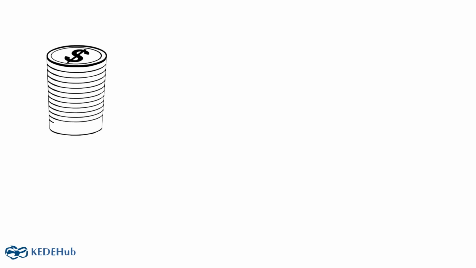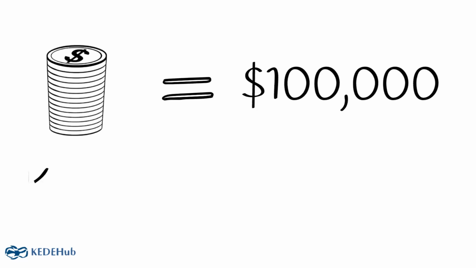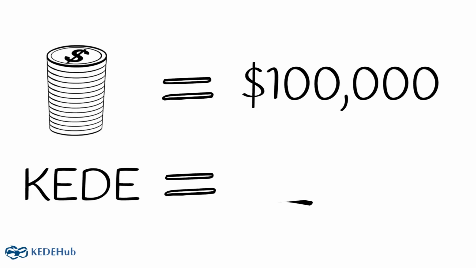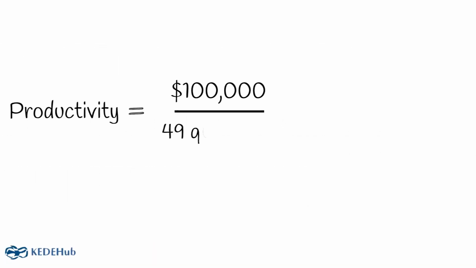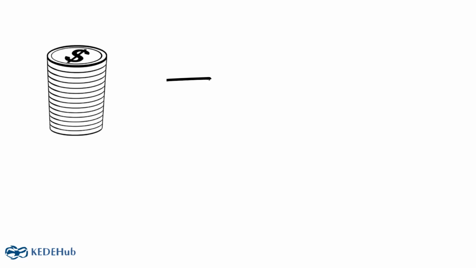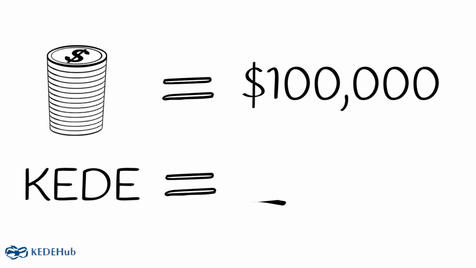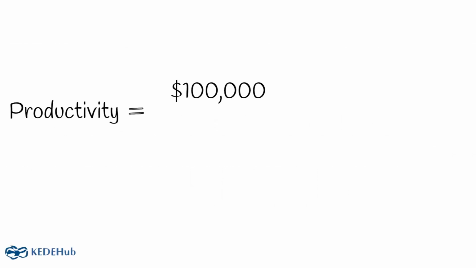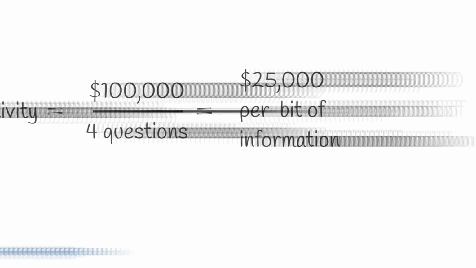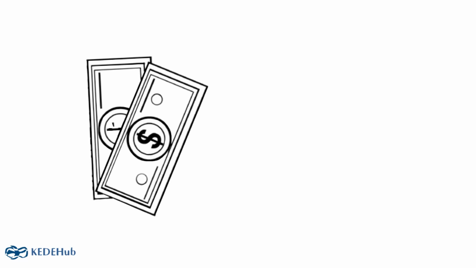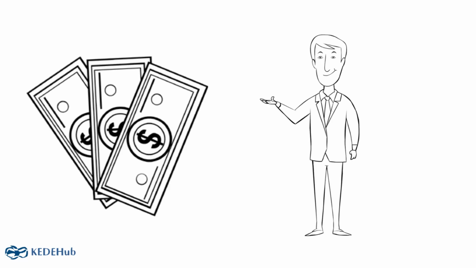For example, if we have an outcome of $100,000 and KEDE of 2, then productivity will be $2,048 per bit of information. On another hand, if we have the same outcome of $100,000, but this time KEDE is 20, then productivity will be $25,000 per bit of information. We see the disproportionately positive effect of having experts on the team.